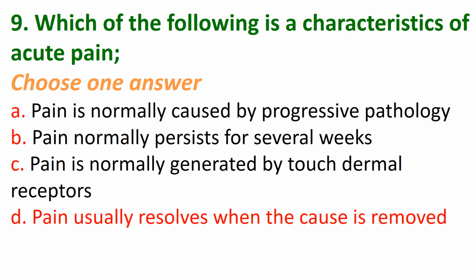Pain normally persists for several weeks. Well, that's not normally a characteristic of acute pain. Although technically it doesn't become chronic pain till it's been there for 3 months, but that's somewhat of an arbitrary cut-off really. Pain is normally generated by touch dermal receptors. Well, no, they generate touch. So with acute pain, pain usually resolves when the cause is removed.